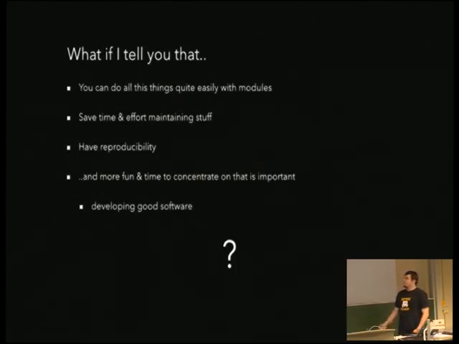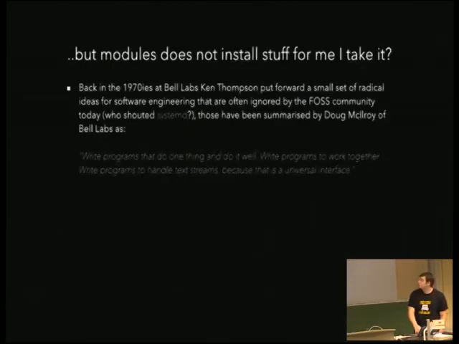And they just publish this stuff and use different versions of the same software and get results that I won't publish in the paper, but they do. So I think it's important to have something that is reproducible for results. And I think you can have a lot more time and fun and concentrate on what is important, and that's developing good software. So some people will say modules doesn't install software like RVM does. So back in the 70s there was Ken Thompson who had this idea to write programs to do one thing and one thing well.